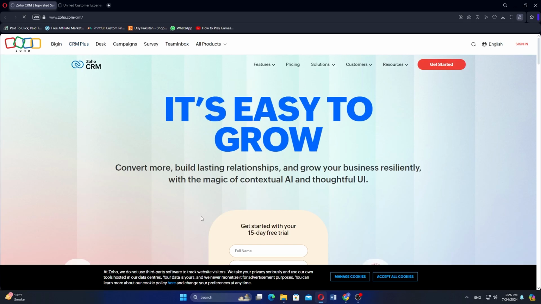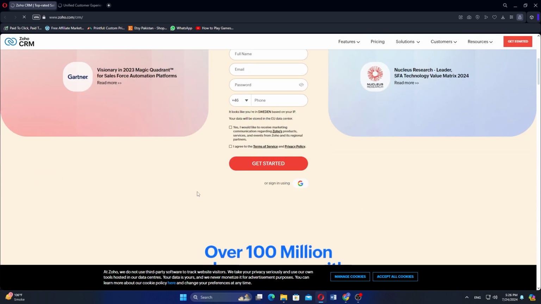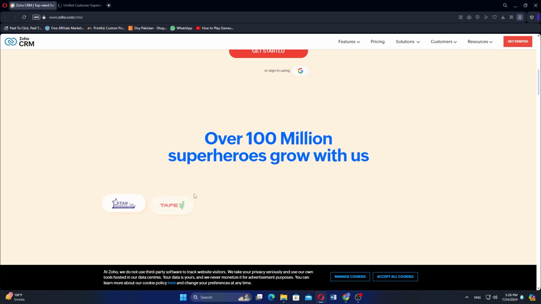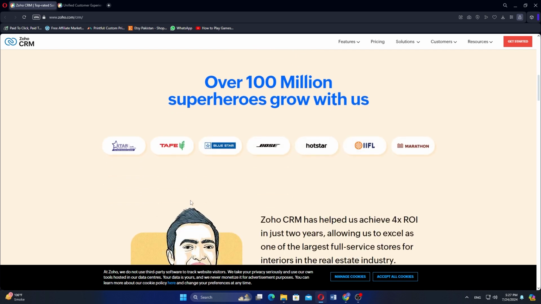Zoho CRM and Plus are both products from Zoho, designed to help businesses manage their customer relationships, but they offer different levels of functionality and integration.